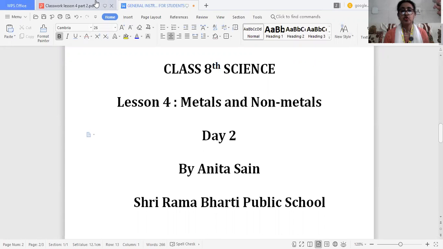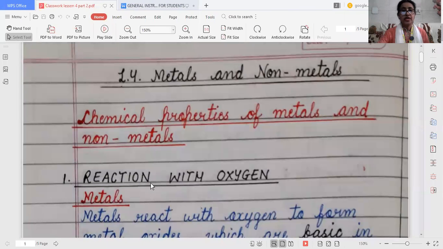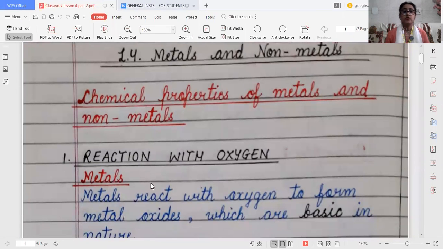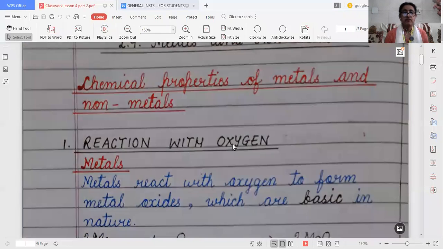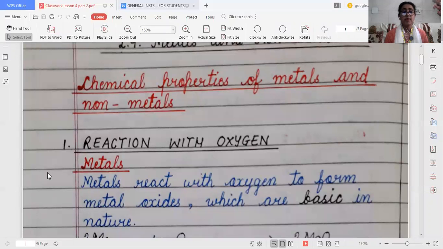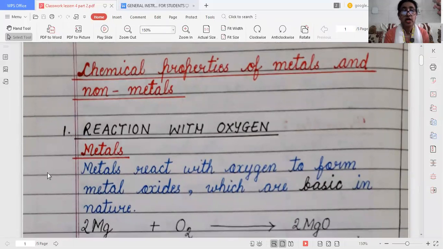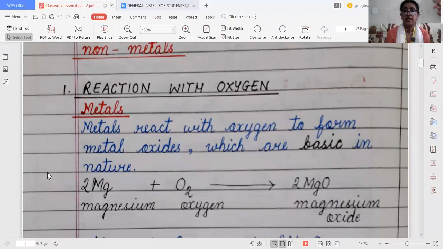Today I will take a few topics from metals and non-metals. So let's start. Today we will discuss a few chemical properties of metals and non-metals. First is reaction with oxygen. Metals react with oxygen to form metal oxides, which are basic in nature.